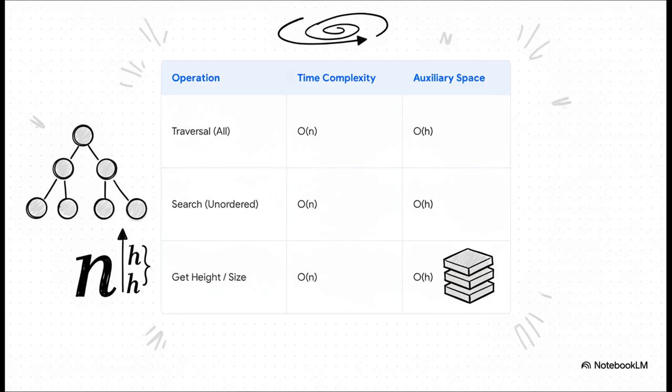For most of these basic operations, the time it takes is O of n, where n is just the number of nodes. And that makes sense, right? If you want to visit every node, it's going to take time proportional to how many nodes there are. But look at the space complexity. It's O of h, where h is the height of the tree. That space is what's used by the recursion behind the scenes.